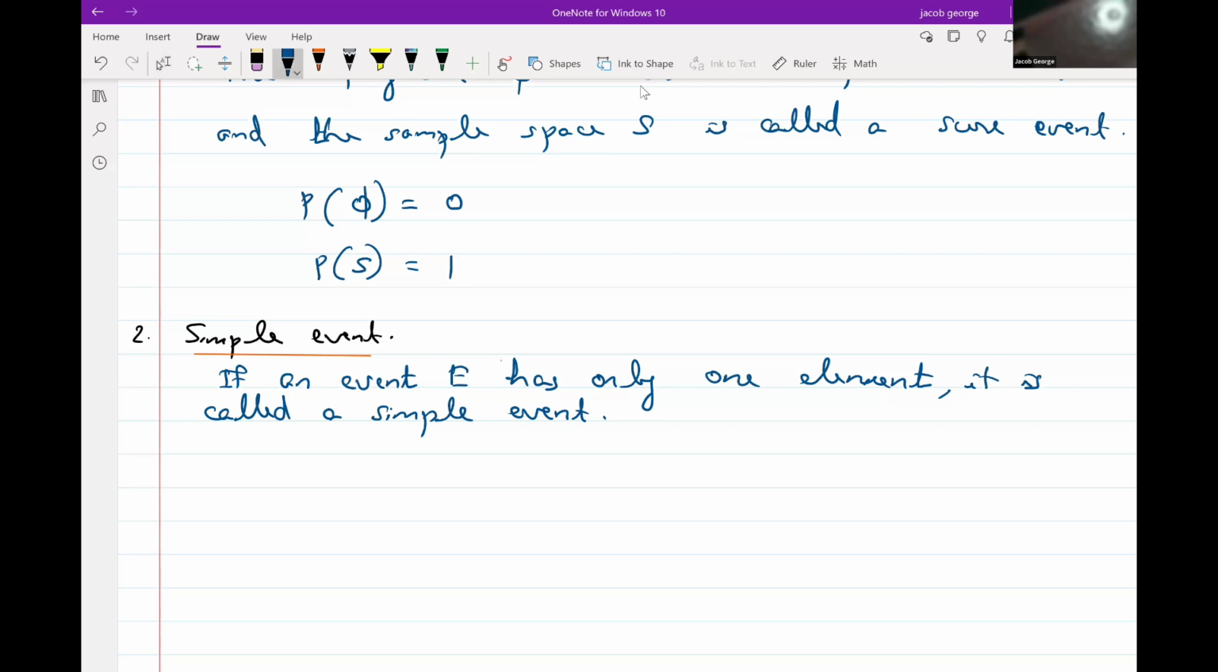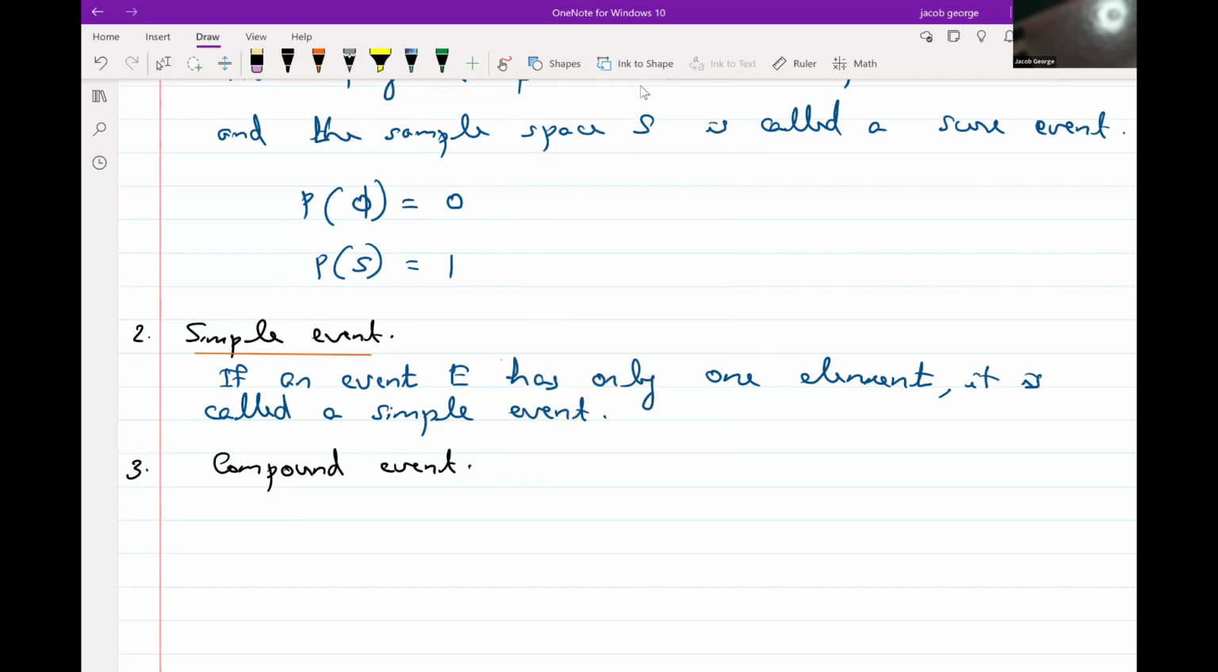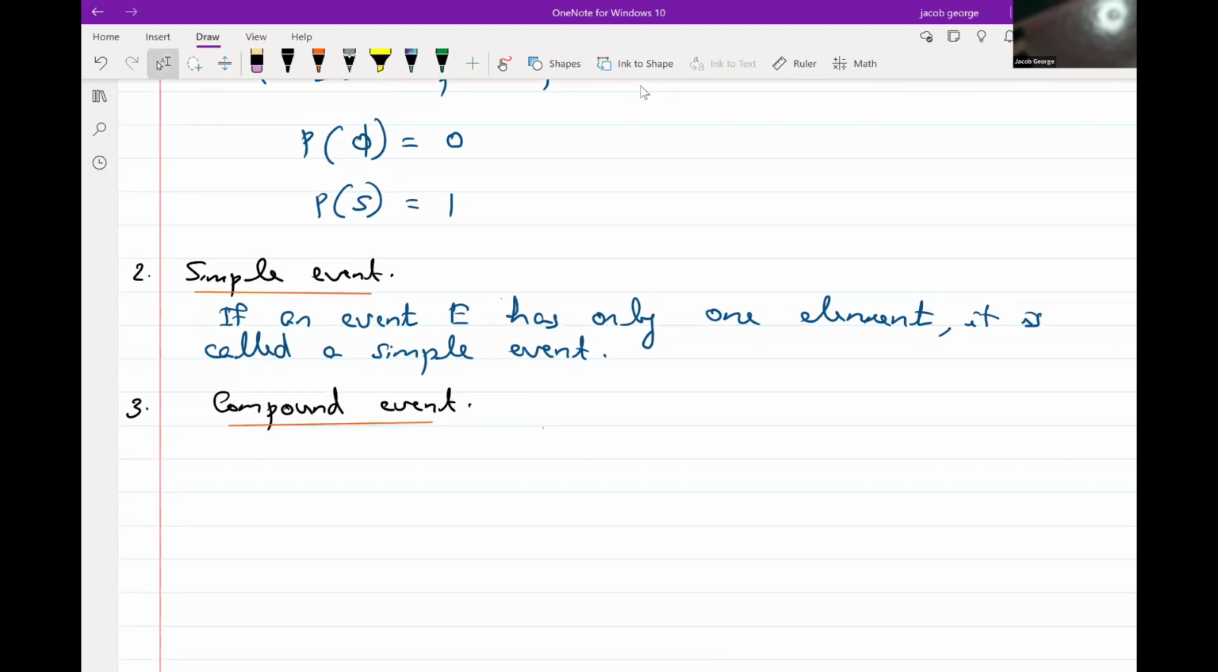Next, if there is more than one element, we call it a compound event. If an event has more than one element, it is called a compound event. That is number 3, compound event. Compound event. Right.